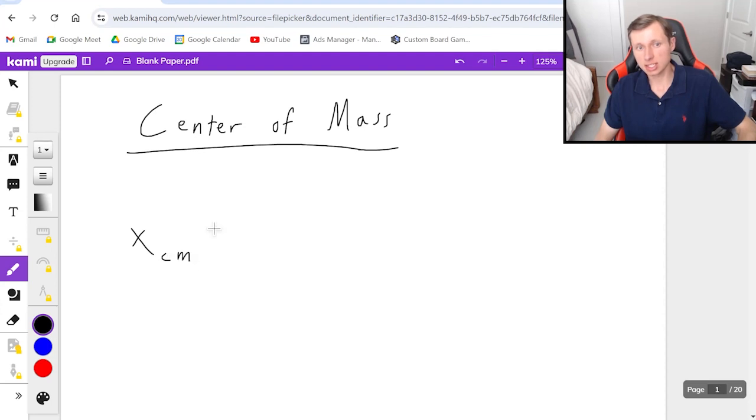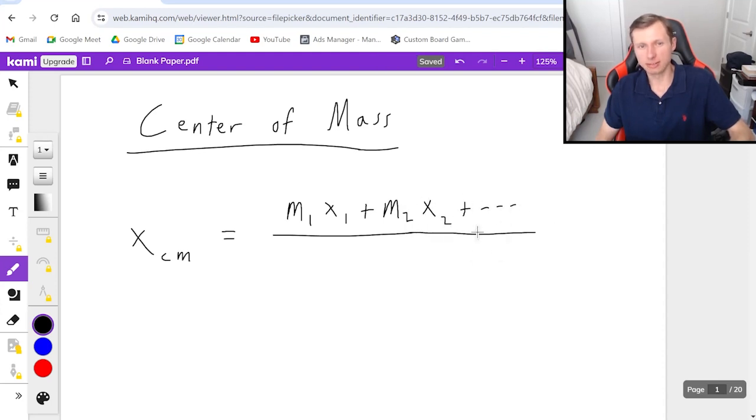So x center of mass is simply fraction bar. In the numerator, mass 1 times x1, which is some x distance, plus mass 2 times x2, plus dot dot dot for however many masses you have. And then in the denominator, it's mass 1 plus mass 2 plus dot dot dot however many masses you have. So hopefully you see the pattern here. We're going to do some examples with this.